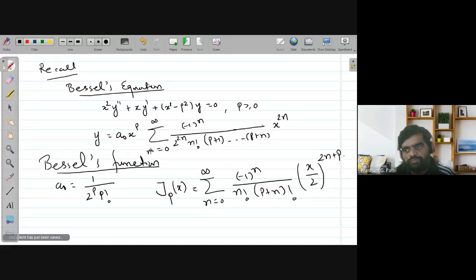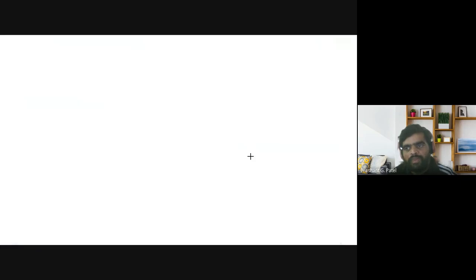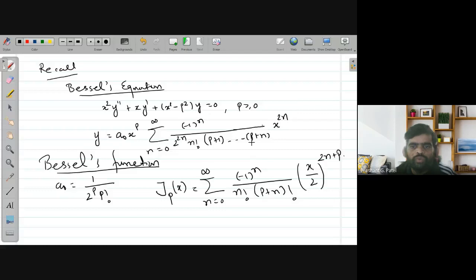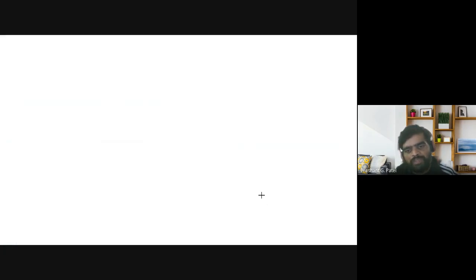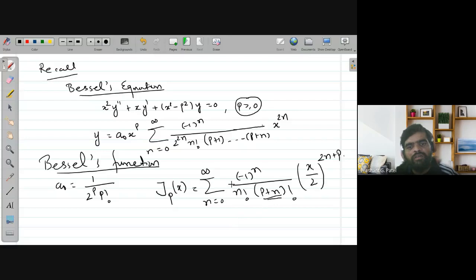Then the value of p is greater than or equal to 0. That means here (p plus n) factorial is there. If p is an integer, then and only then there is an existence of this expression. So now the question is to generalize this (p plus n) factorial in terms of the gamma function, where we can generalize factorial in general for any real number n. For that, we defined the gamma function also in the previous lecture.